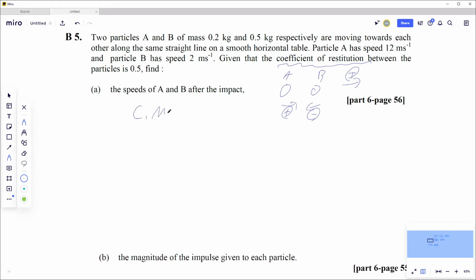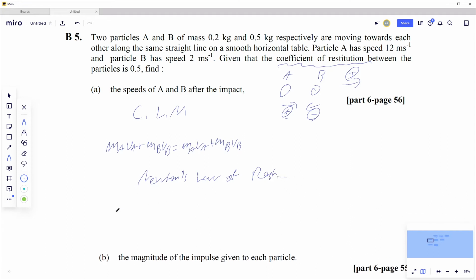So conservation of linear momentum is going to be ma times ua plus mb times ub equals ma times va plus mb times vb. And the second thing is Newton's law of restitution. I just can't speak and write. Newton's law of restitution. And I'm too lazy to continue.